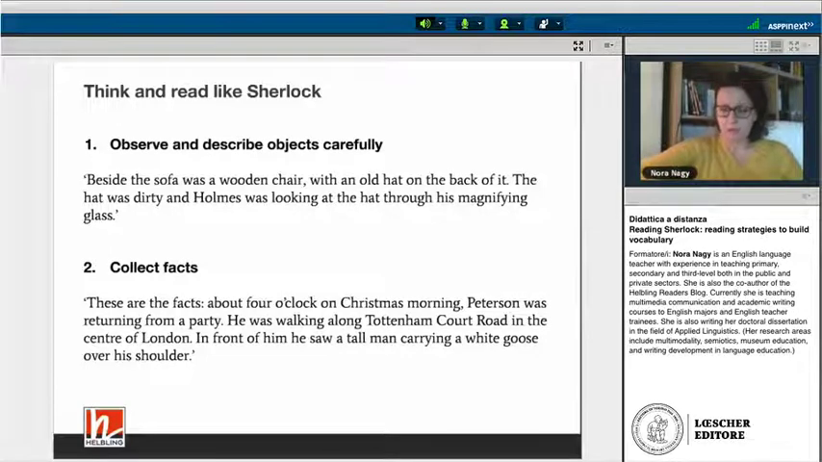And then it's also a good idea to collect facts. There are 3 facts. About 4 o'clock on Christmas morning, Peterson was returning from a party. He was walking along Tottenham Court Road in the center of London. In front of him, he saw a tall man carrying a white goose over his shoulder. So we will work a bit more with these 2 reading tips.